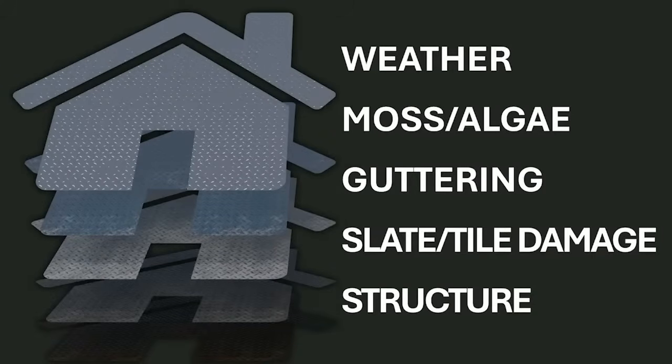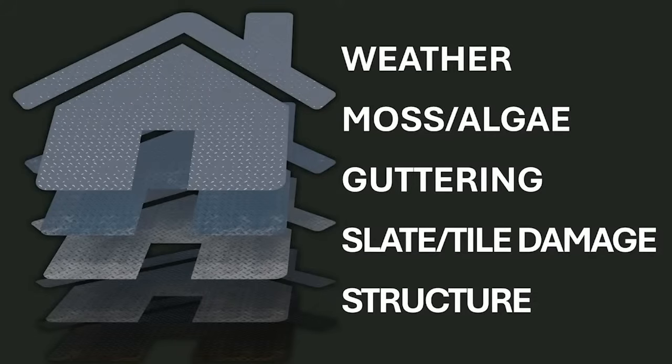The UK experiences a variety of weather conditions throughout the year, including rain, wind, snow, and fluctuating temperatures. These elements can cause wear and tear on roofing materials over time, leading to leaks, cracks, and damaged shingles or tiles. The damp climate in the UK creates ideal conditions for moss, algae, and lichen to grow on roofs. Not only does this affect the appearance of the roof, but can also cause damage to the roofing materials if left untreated.